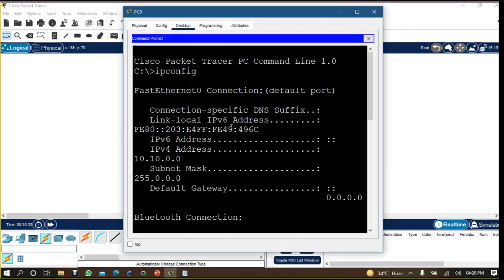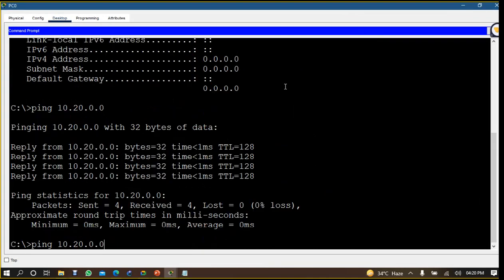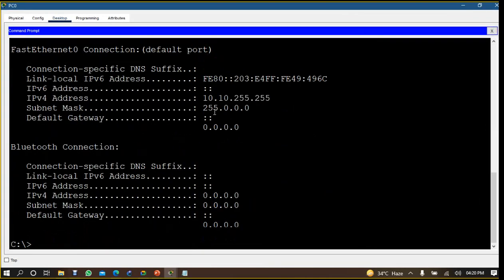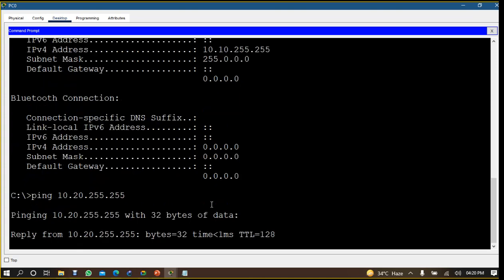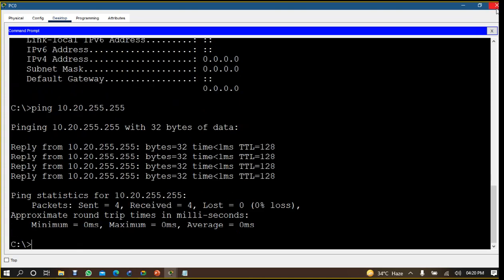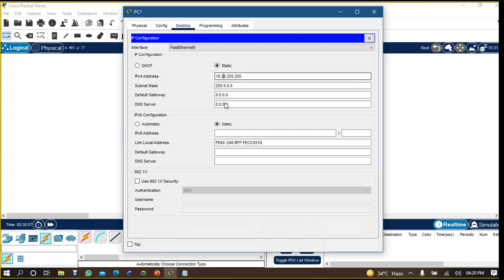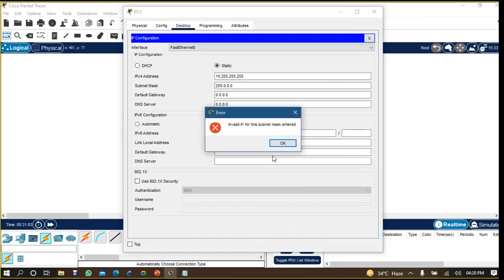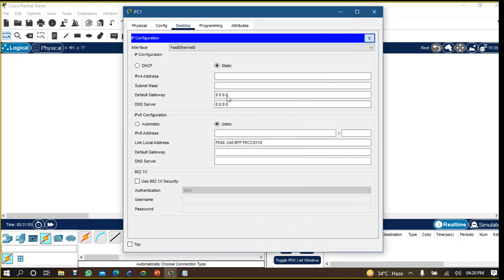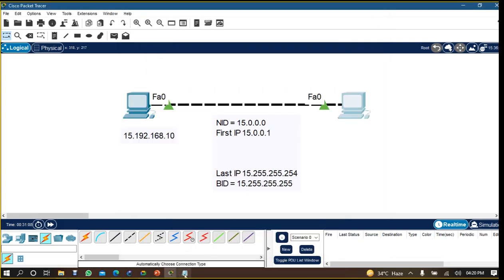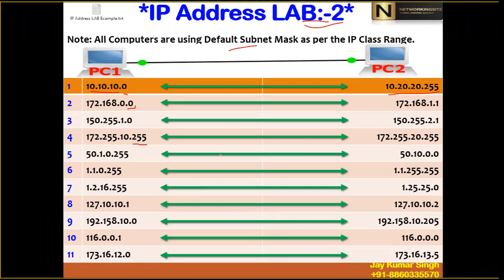Check your IP address. Your IP is 10.10.255.255. If you want to ping 10.20.255.255, yes, you are communicating. Right. But if you try to put a wrong IP address like this, 255, then it is wrong, invalid. Invalid. Understood? Yes.